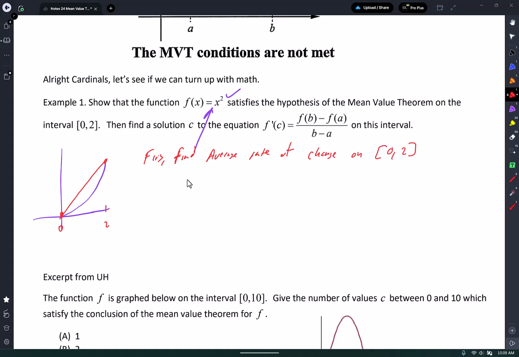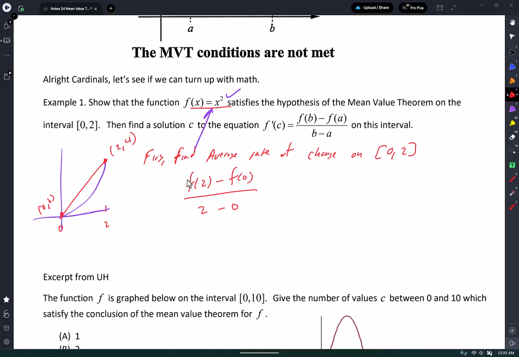All right, find average rate of change. The function is x squared. This point is 0, 0. This point up here is 2, 4. Have I done anything crazy yet, guys? All I'm finding is the slope from your algebra 2 days. F of 2 minus f of 0 over 2 minus 0.